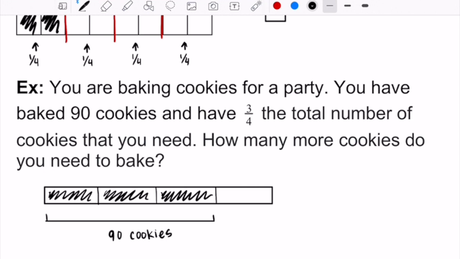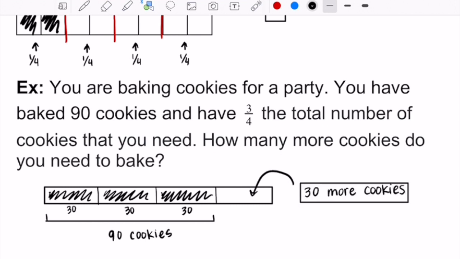If 90 represents 3/4, then 1/4 would be 30, another fourth would be another 30, another fourth would be another 30, because 90 divided by the 3 would mean that each 1/4 was 30. And so the 30 more cookies that you need to make for this box, that would represent the answer to the question, which is how many more cookies do you need to bake? You're going to be making a total of 120, but the 30 represents the 30 more that you need to make to finish to have there be enough.